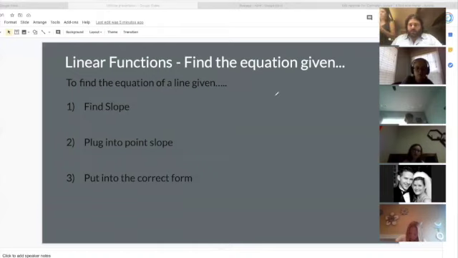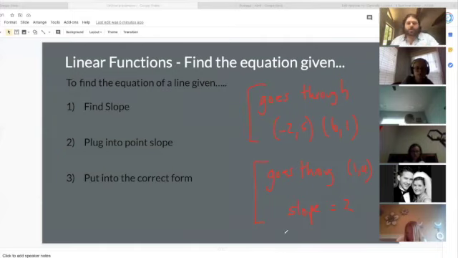Usually it's one of these options here. It goes through the points, you know, -2, 5 and 6, 1. Okay, that could be one example. Find the equation of a line that goes through these 2 points. Or it could say goes through the point 1, 4 and has a slope of 2. Okay, there's another way they could present that to you. So they could give you 1 point and tell you the slope.